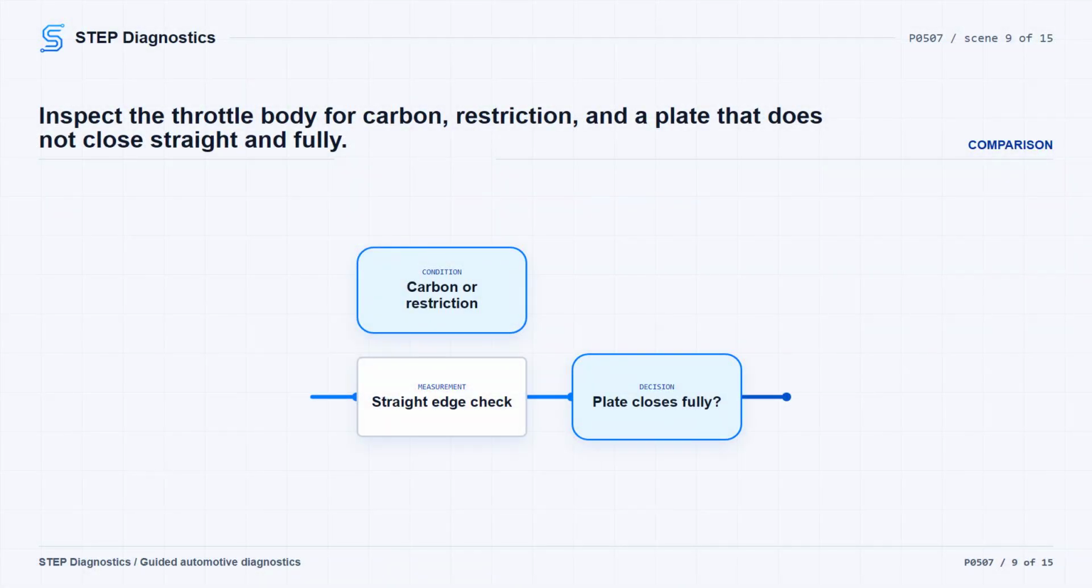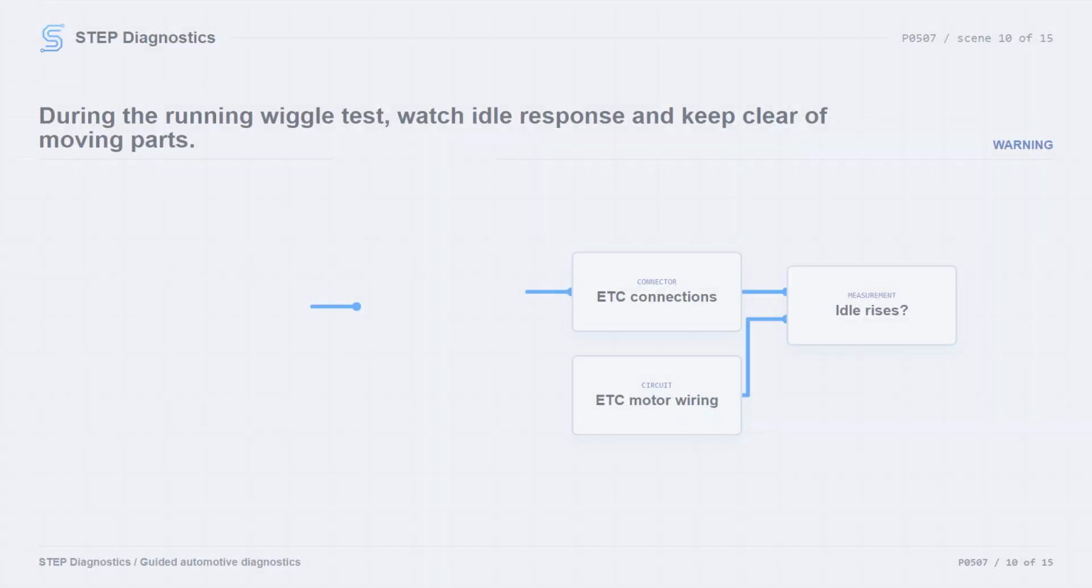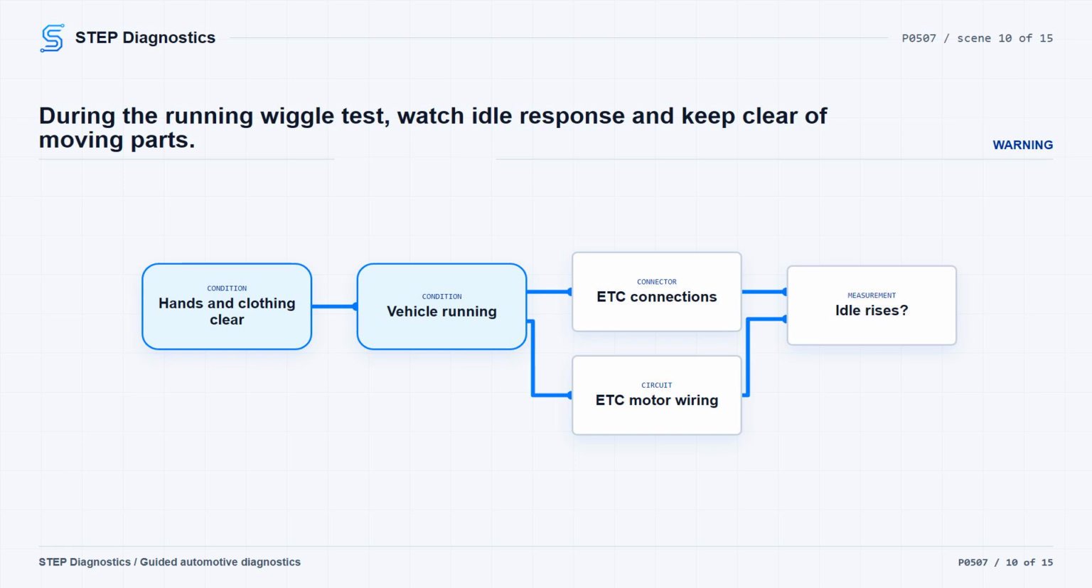Now inspect the throttle body for proper operation. Look for carbon buildup, other restrictions, and use a straight edge to check for a bent throttle plate. If the plate does not close entirely, it may be bent and needs to be replaced. With the vehicle running, perform a wiggle test on the ETC motor wiring and connections while listening for the idle to rise. Use the same running engine safety precautions here. Stay clear of the fan, belts, and pulleys, and keep loose clothing away from moving parts.